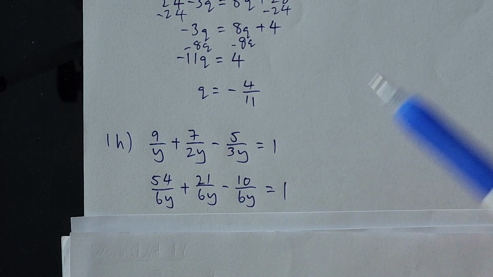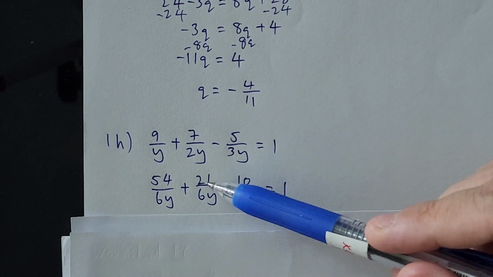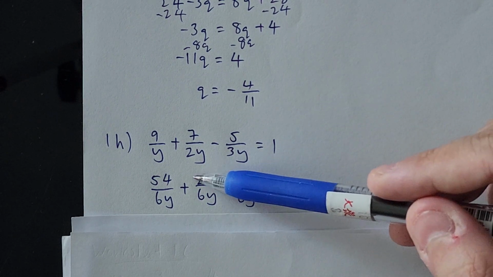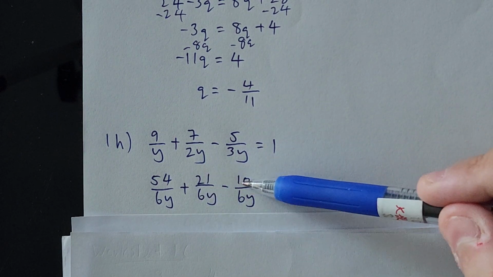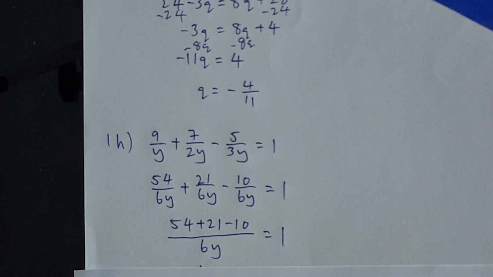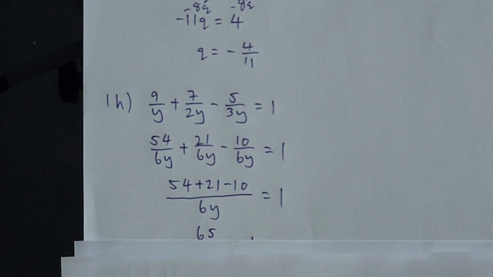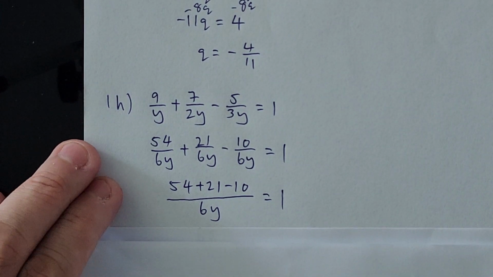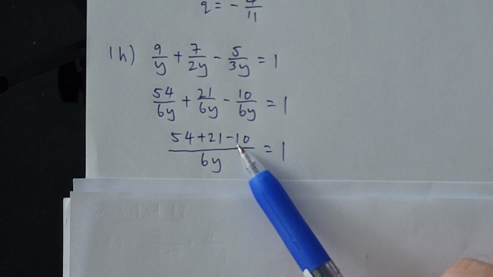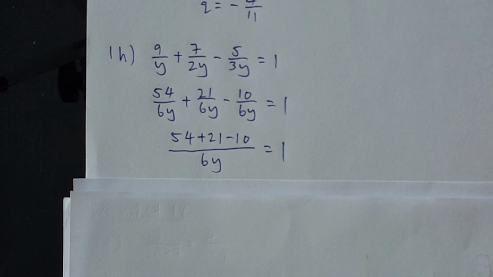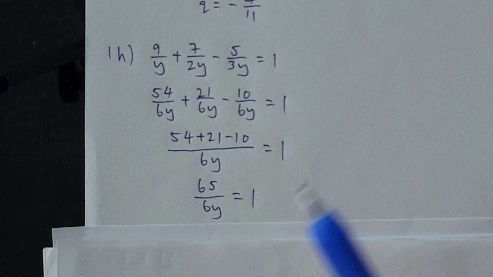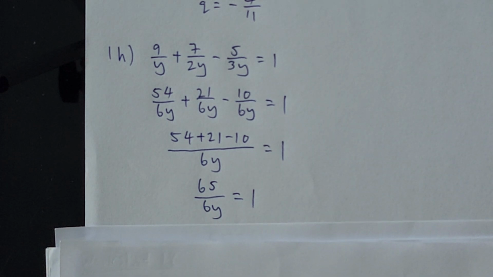Same thing on the right hand side, no need to do anything. After which I can combine into a single fraction. How to combine? Remember, this sign is for the numerator. So it becomes like this. Combine into one. Now simplify the numerator. Get 65 over 6y. Then this step will be similar to the beginning of 1F.